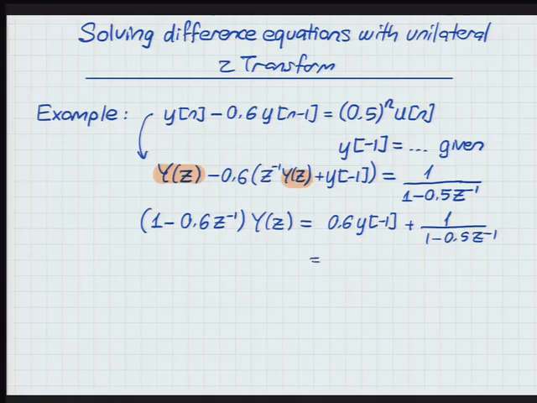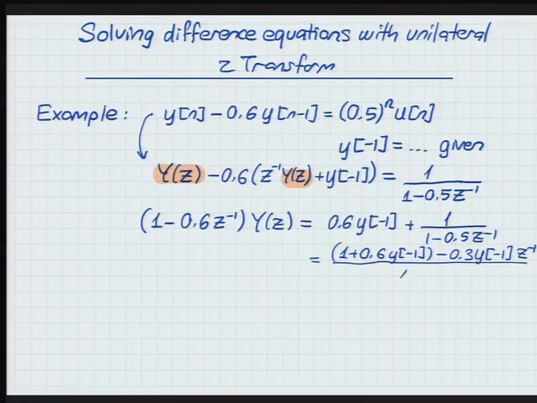You would have to multiply this denominator with 0.6 y of negative 1. And that should give you what? It should give you 1 plus 0.6 y of negative 1. Then the product of negative 0.5 z inverse with 0.6, so that should be 0.3 y of negative 1 z inverse. That's what goes in the numerator. And then there's a denominator, which is 1 minus 0.5 z inverse. All right? So we're almost done.